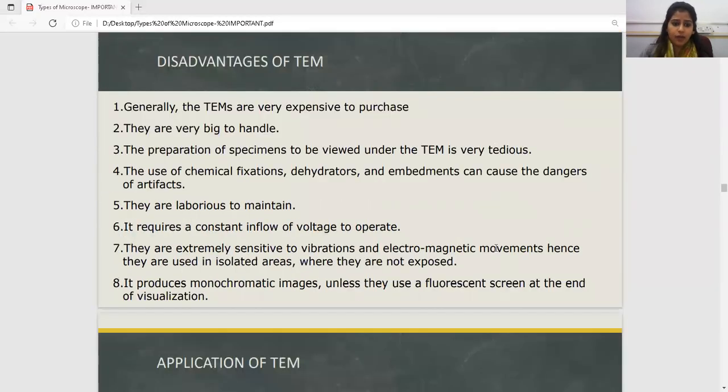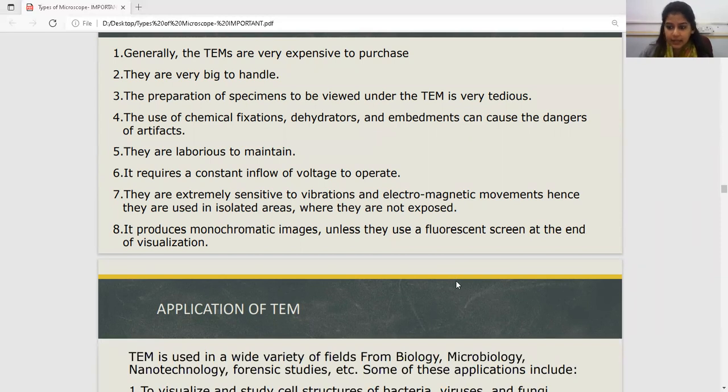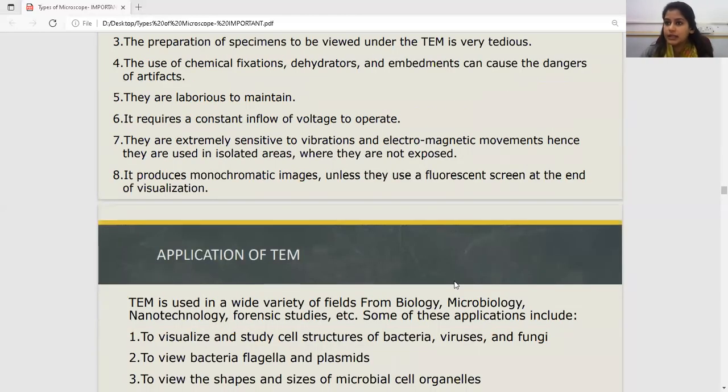But it has its own disadvantages, like it is expensive and should be handled with care. Proper training is required. The preparation of the sample is a bit tedious process. The use of chemical fixation, dehydration, or embedment may affect the sample. Maintenance has to be paid attention to. The person who operates should be trained properly. They are extremely sensitive to any sort of vibration or electromagnetic movements. So where we place the apparatus, where it is set up, the room should be free from any sort of other radiations.